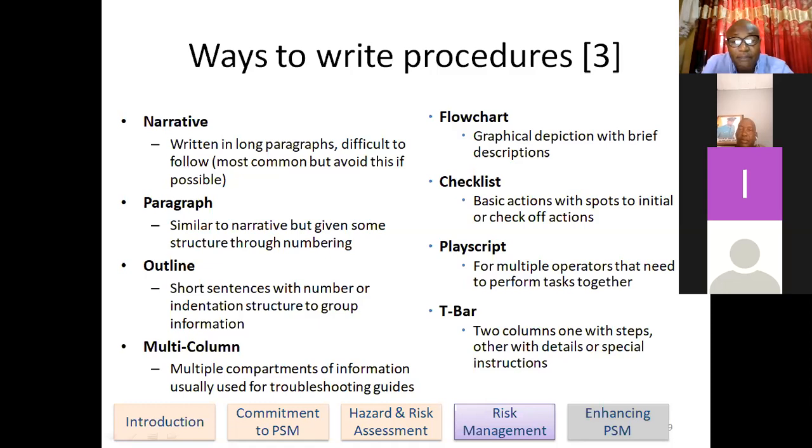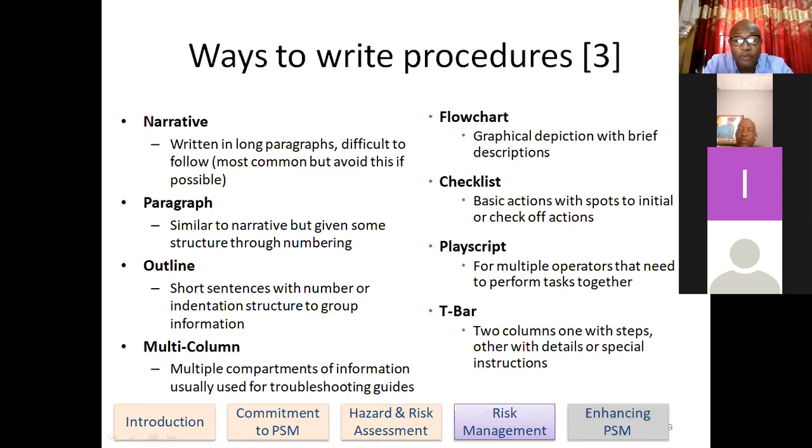Also, some procedures can be in the form of a play script for multiple operators that need to perform tasks together. When too many people are performing, like inside an airport, if you want to put an operational procedure for an airport, it can't be one-way, because there are many tasks happening at the same time. Somebody is checking the luggage, somebody is checking the passport, somebody is checking the scanner. So the operational procedure for an airport will be in the form of a play script where many people are acting at the same time.